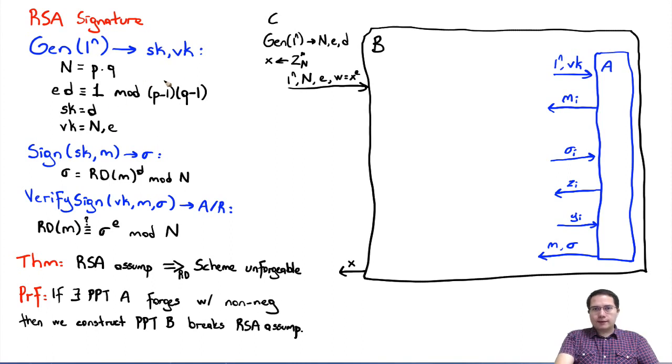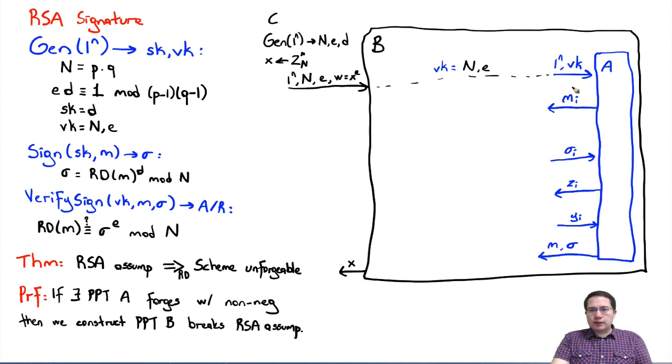We will start with simple things in this proof, and then it will get complicated, but don't worry. So the simplest thing here to start with is to send the security parameter and the verification key. The security parameter we can easily forward. The verification key B sets as N and E that it receives, which is actually what the adversary expects.